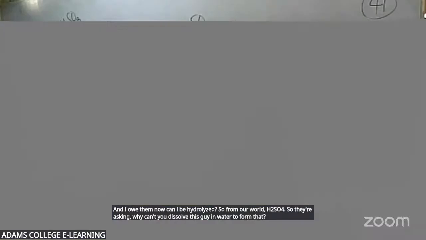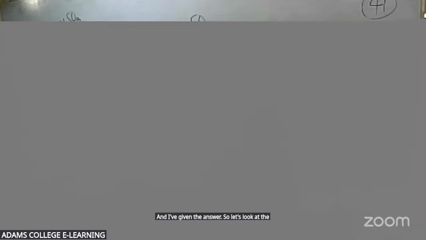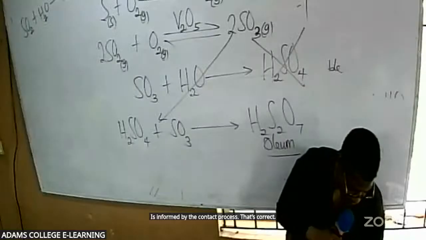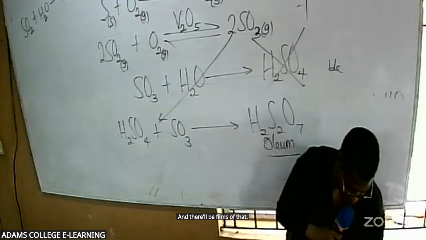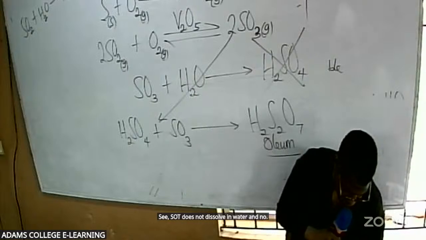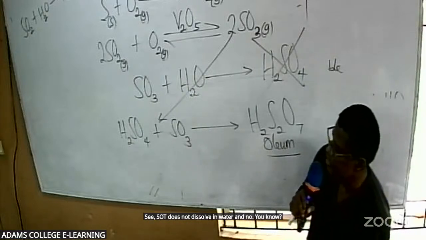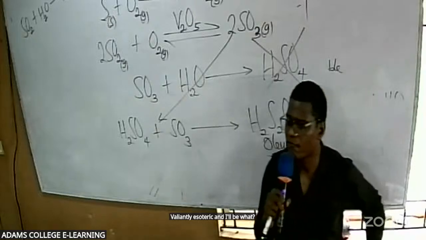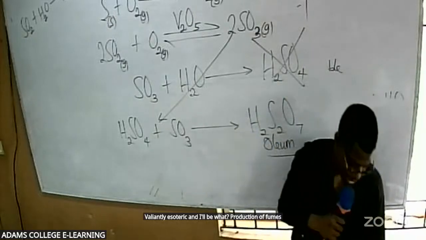So let's look at the options very well. Option A, H2SO4 by the contact process: the reaction between SO3 and water is violently exothermic. That's correct, and there'll be fumes of that. B, as it is usually added to water, that's not important to us here. C, SO3 does not dissolve in water. No. The answer is A. Violently exothermic, and there'll be production of fumes of H2SO4.